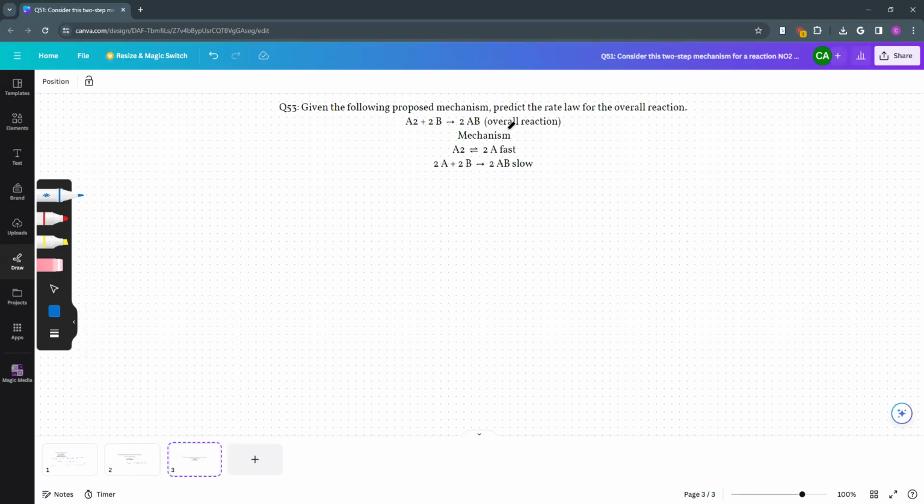53. Here, again, I give you an overall reaction. Then I give you two steps, one fast, one slow. And again, I want the overall mechanism. So we start with our slow reaction and we write down the rate law. Rate equals K2. Since we have two A's, that becomes A squared. Since we have two B's, that becomes B squared. Remember, any stoichiometry coefficient becomes a square.